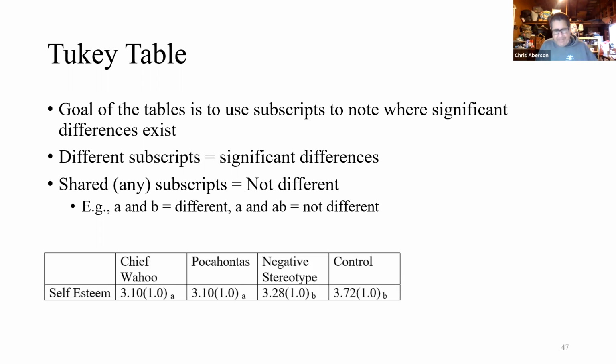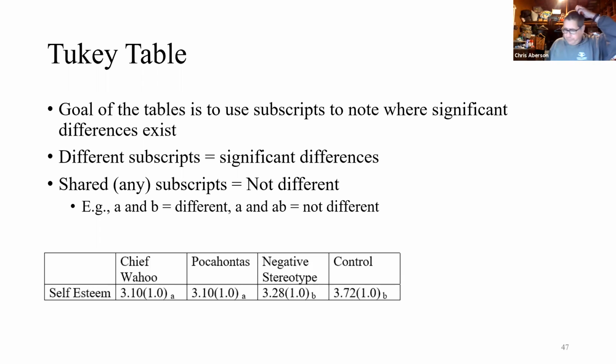So we see Chief Wahoo and Pocahontas, they both have A's. So those don't differ, so they're not different. Negative stereotyping and control both have B's. They're not different from each other, but they are different from the first two groups. And that's consistent with what our Tukey test results showed us.